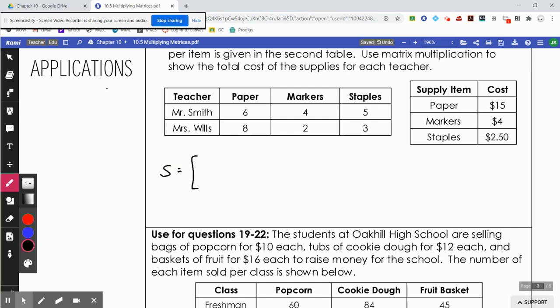is going to be this matrix right here. And again, that's all a matrix is, simply a spreadsheet. So you have 6, 4, 5, 8, 2, 3. And then we're going to call matrix C the cost of each one. The cost of paper is $15, cost of markers is $4, and the cost of staples is $2.50.